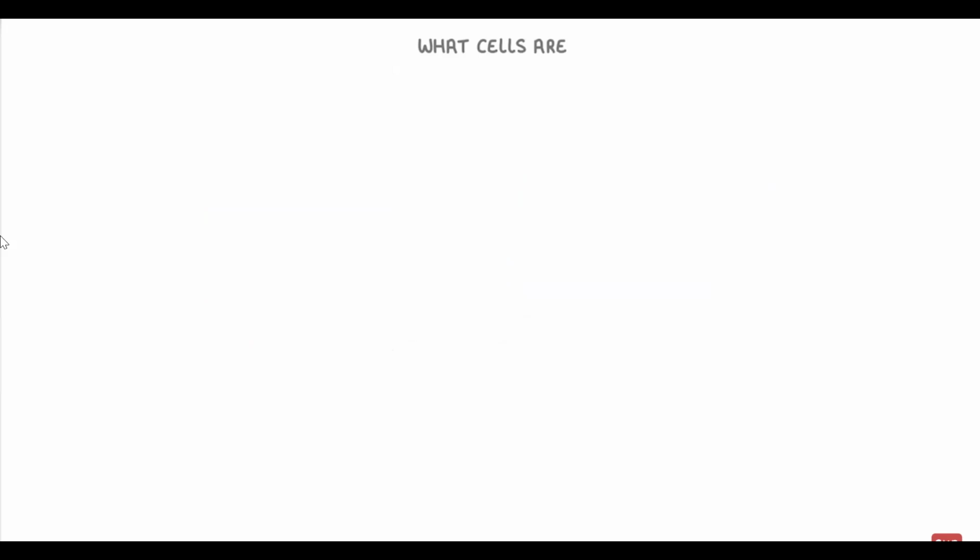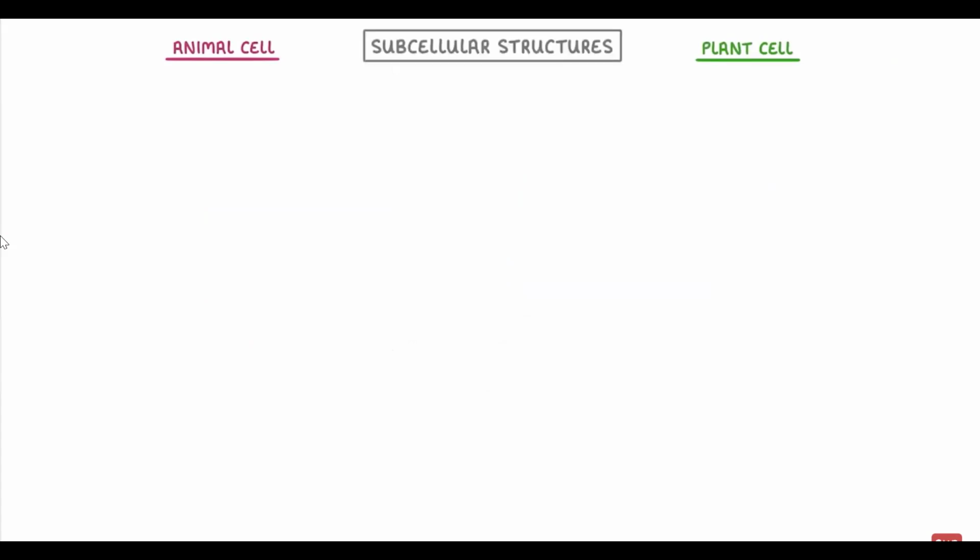Next, we need to look at the actual structure of cells. So we'll start by comparing an animal cell and a plant cell side by side to highlight their similarities and differences, and then we'll look at bacterial cells after. Now, to understand cell structure, we need to look at the different parts that make up the cell, and these are known as subcellular structures, or sometimes organelles.